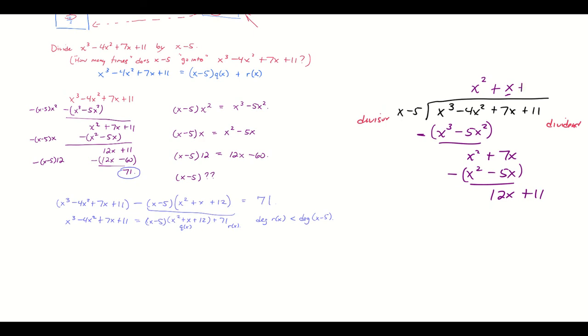x times 12 gives me 12x. So I'm going to subtract 12x minus 60, leaving me with 71. So I have a remainder of 71, and that's it.